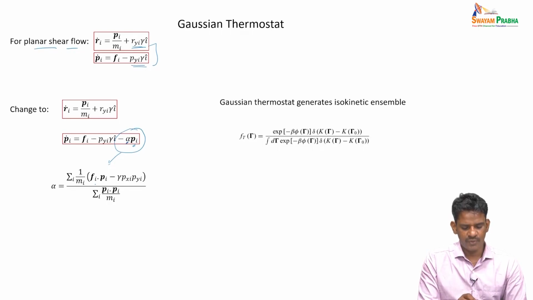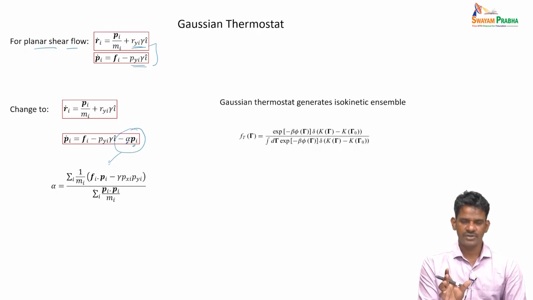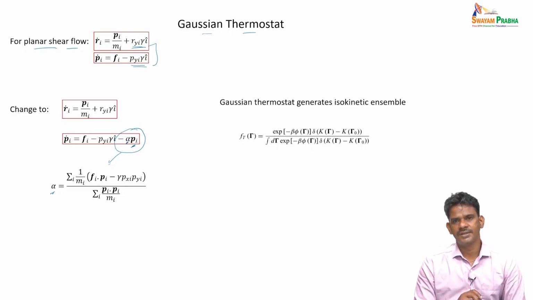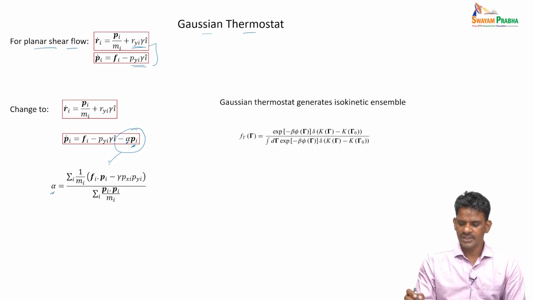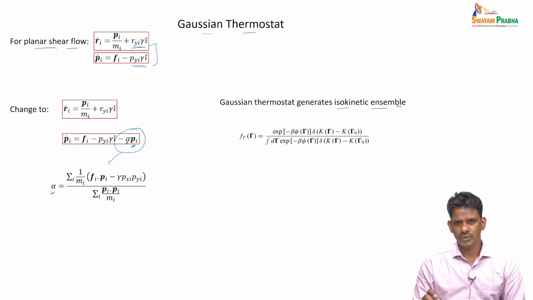It basically is proportional to the difference between the current temperature and the desired temperature, and based on the difference of these two, the parameter alpha will be controlled. So, this is called the Gaussian thermostat, and when you do non-equilibrium MD simulations with this kind of an approach, having an effective dissipative term here, it is shown that the trajectories will sample an isokinetic ensemble. Isokinetic ensemble means at every time point we keep the kinetic energy constant, and the distribution follows the isokinetic ensemble.